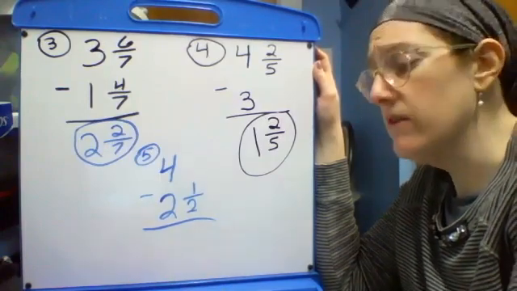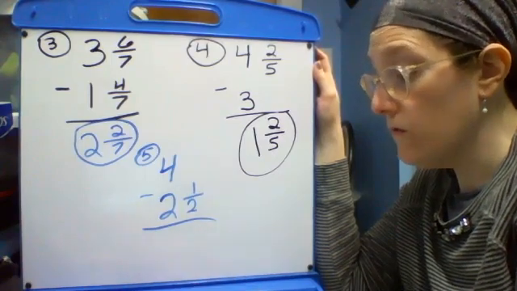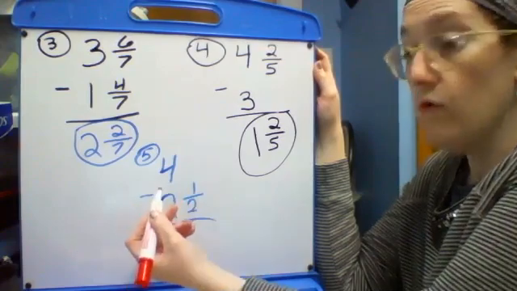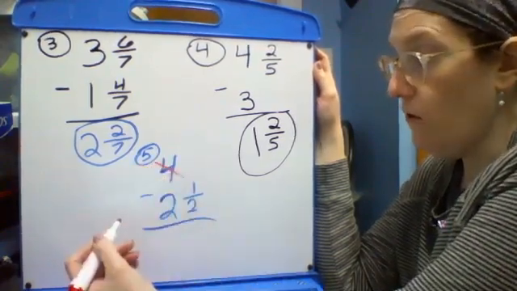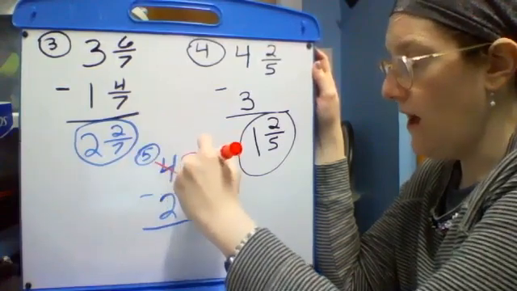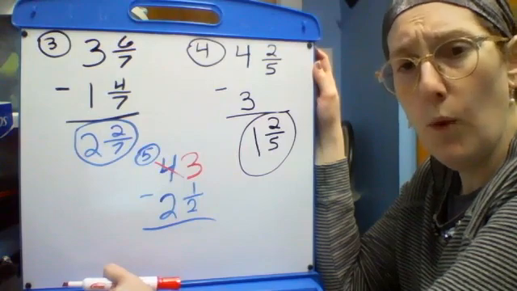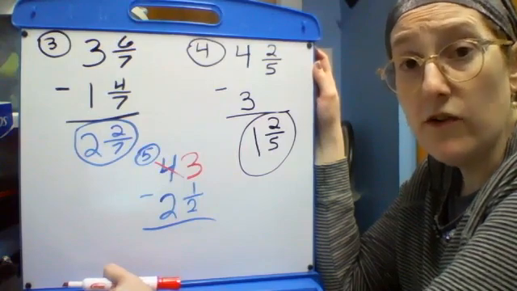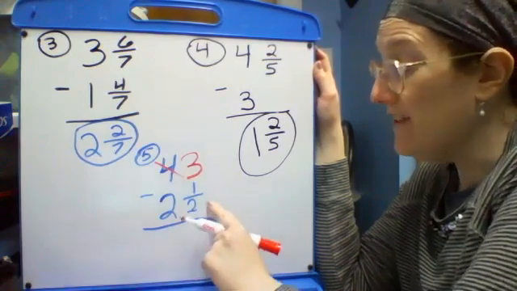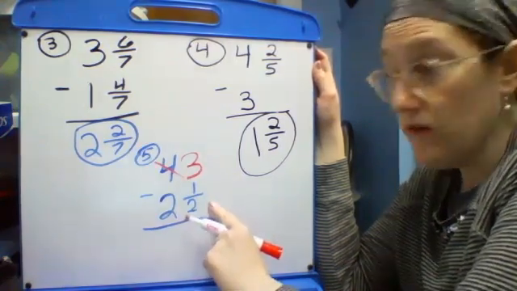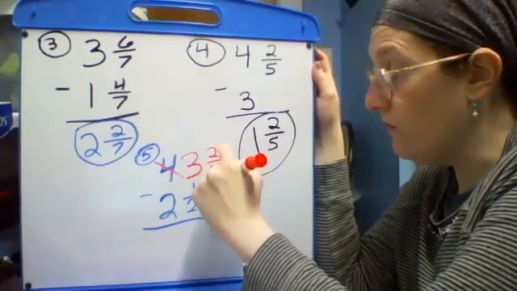Hope you're thinking to yourself, well, I have 4 wholes. I can regroup from my wholes. I take my 4 wholes, I'm going to take 1 out, leaving me with 3 wholes instead. What should I call that whole that I took out? What unity fraction should I call it? Well, I have to give away halves. So I'm going to take that whole and I'm going to call it 2/2.